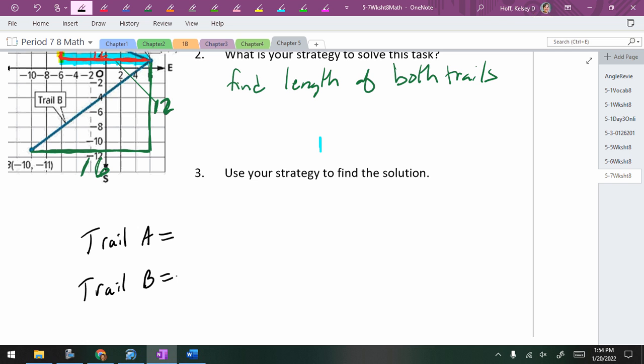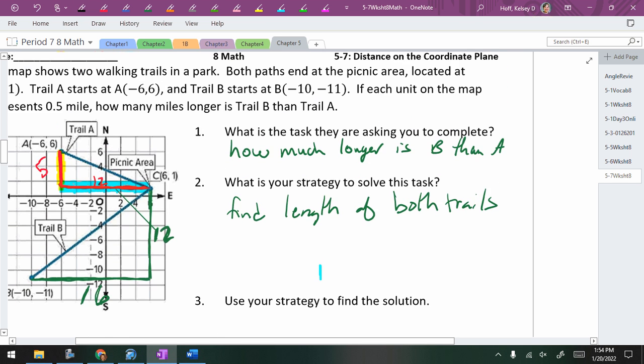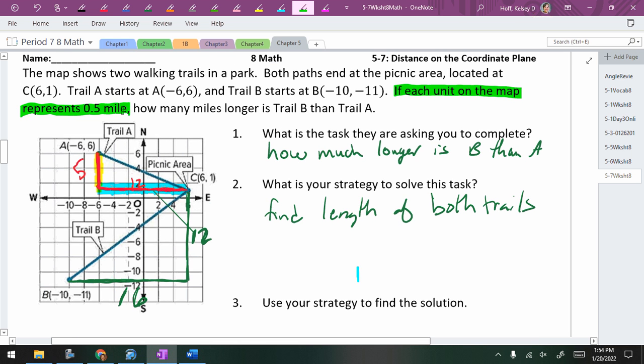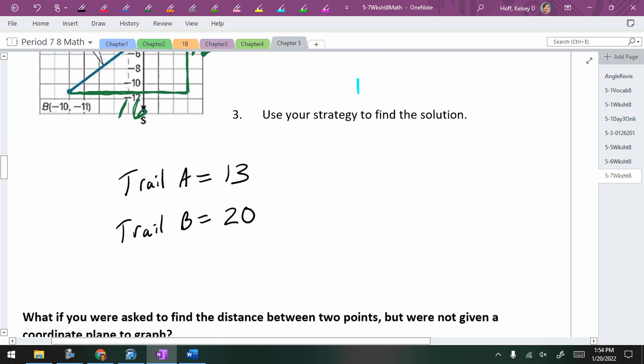What'd you guys get for trail A? 13, I like it. Trail B? 20, I like that. Now, Davion pointed something out. Up here in our directions, it says, if each unit on the map represents 0.5 miles. So what we just calculated is 13 units on the map. So we have to change units into miles. So we need to take each of these numbers times 0.5. So trail A is 6.5 miles, and trail B is 10 miles.